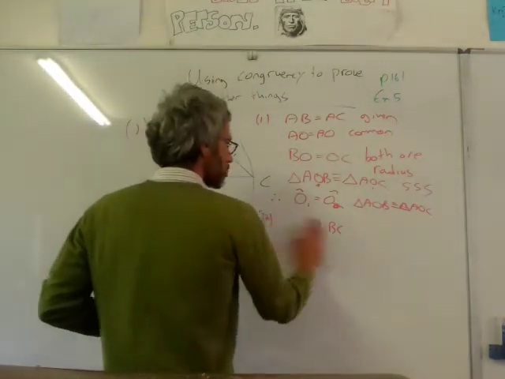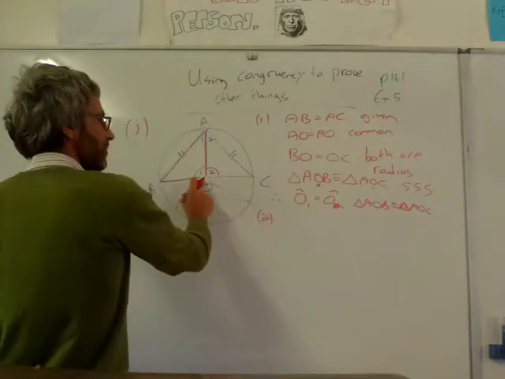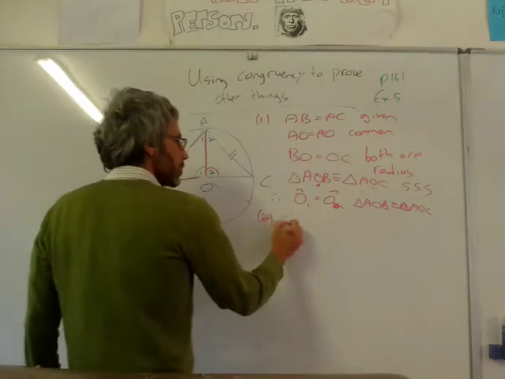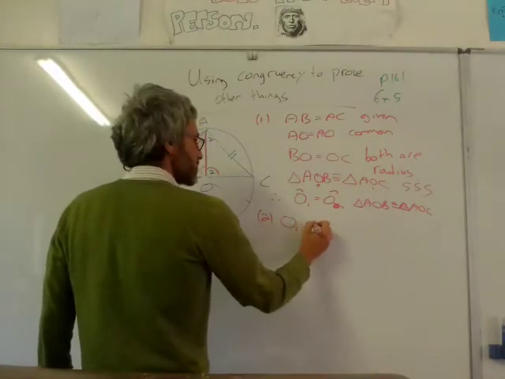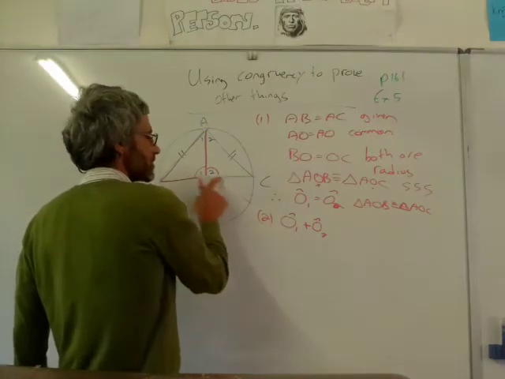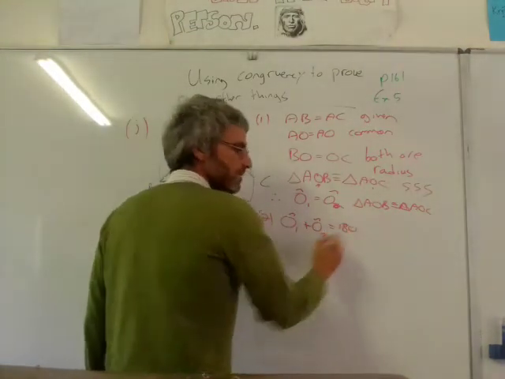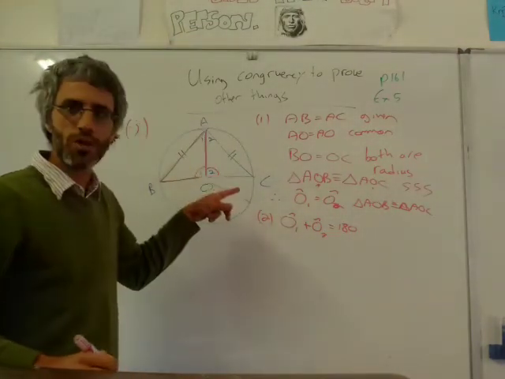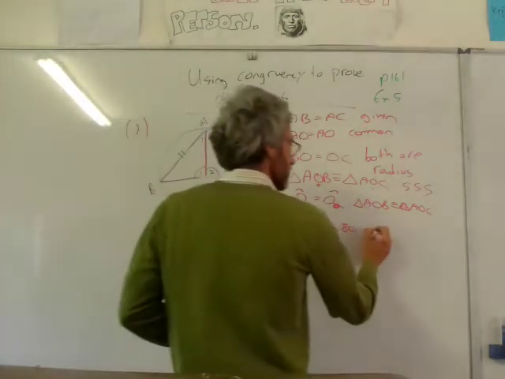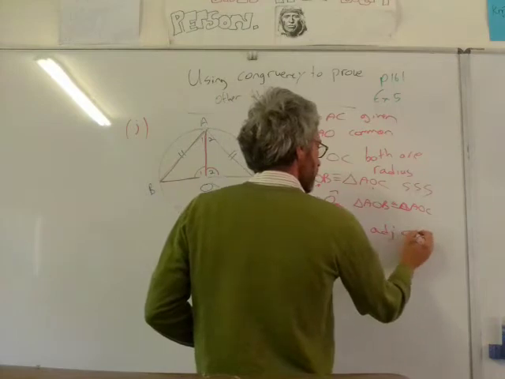Now, how do I do that? I know that O1 is equal to O2. But I also know that O1 plus O2, if I'm adding these two angles, I must get 180. Why is that? Because they're adjacent angles on a line.